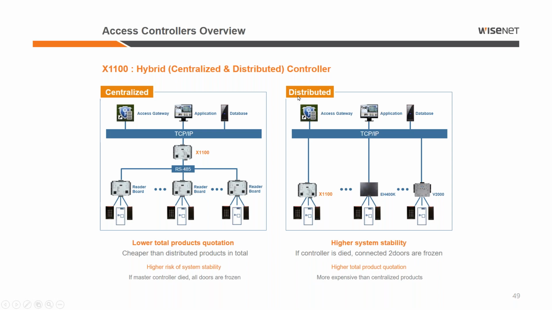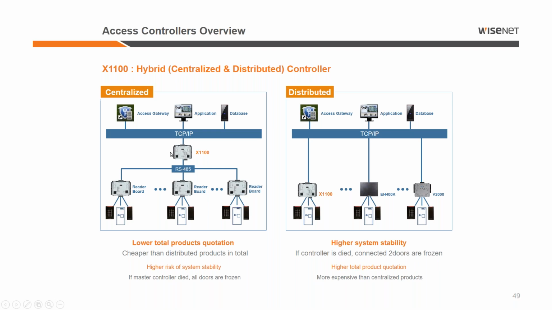In distributed, the main controller itself will be connected directly with the reader and the door. So the difference between them: in the centralized option, the central controller will not speak to the doors. The central controller only will speak to the subcontroller. The sub will speak to the doors. And in distributed, the central controller or the master controller itself will directly speak to the door.